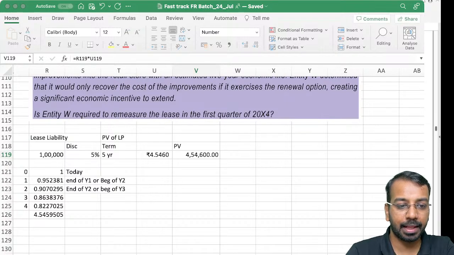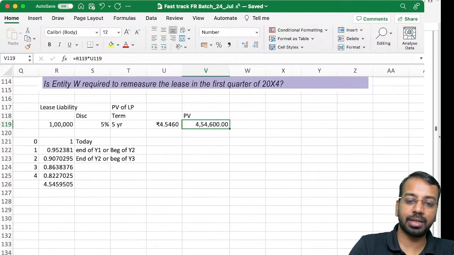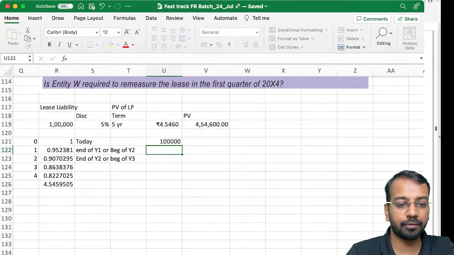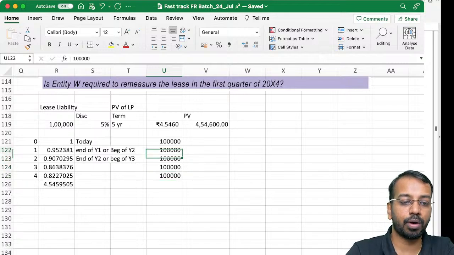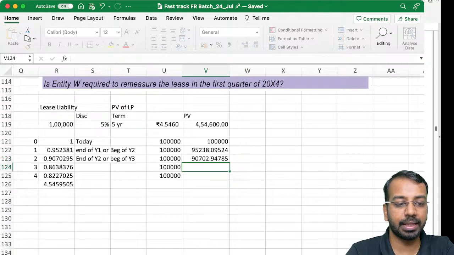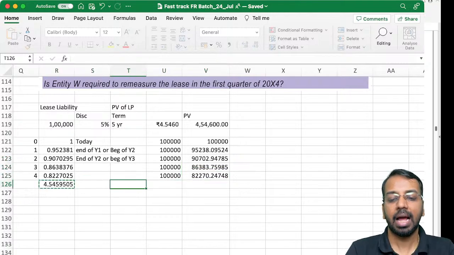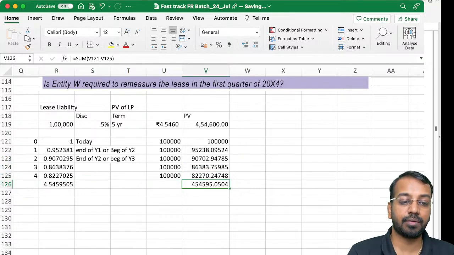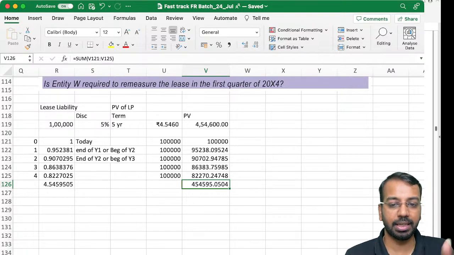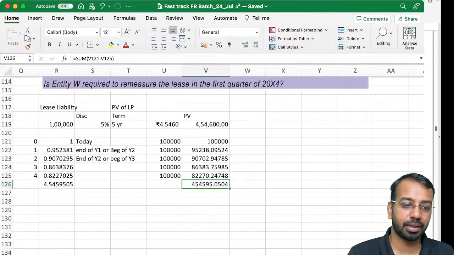Then, sir, in the examination, can we do year by year? Yes, you can absolutely do. You can take 100,000 here, 2, 3, 4, 5, and then you can do 100,000 into 1. Like this you can do, and then calculate the total. You'll get the same answer. And for calculation of present value of lease liability, especially when there is annuity payment, you don't need to work it out in detail. You can directly do an annuity factor calculation and you can get the number.